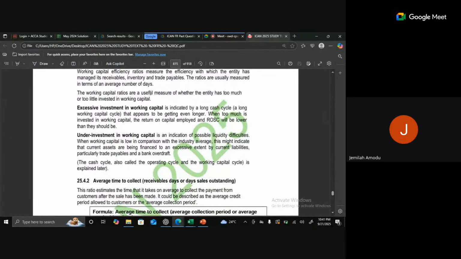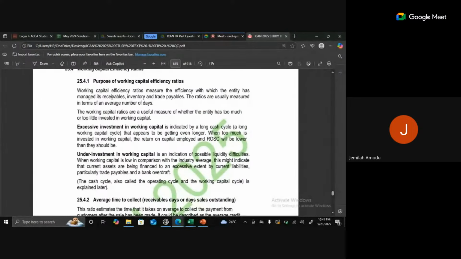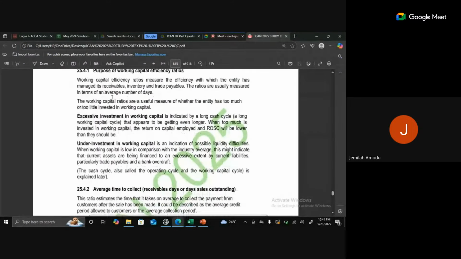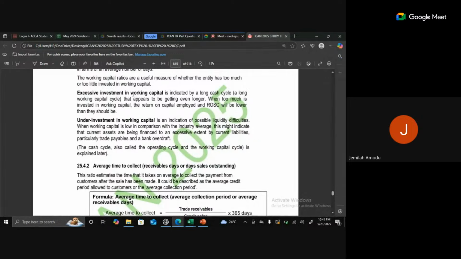They say the working capital ratios are a useful measure of whether the entity has too much or too little invested in working capital. It's just you trying to look at the flow of things in your working capital and to be able to balance it well. So that's basically what the working capital ratio helps you to do. They said excess investment in working capital is indicated by a long cash cycle, a long working capital cycle that appears to be getting even longer.